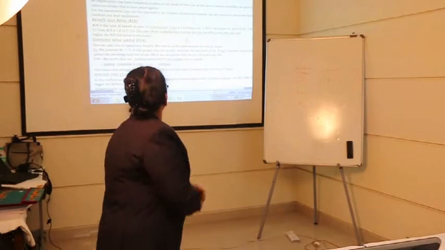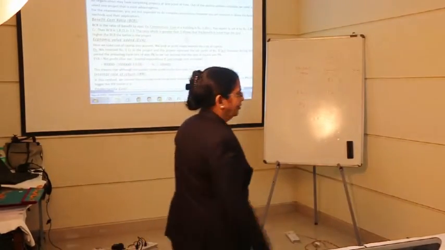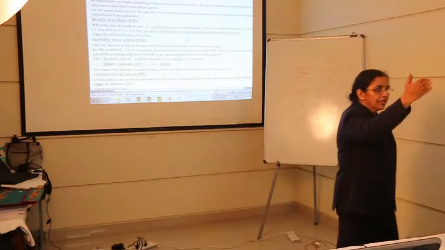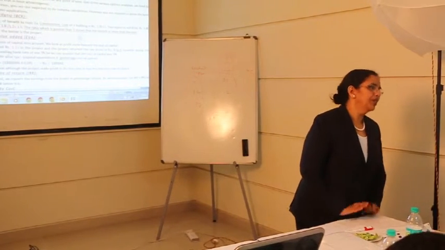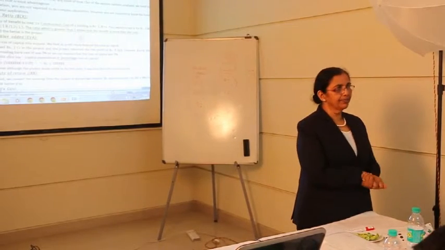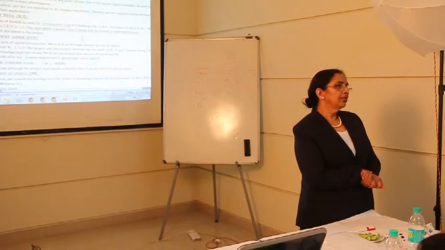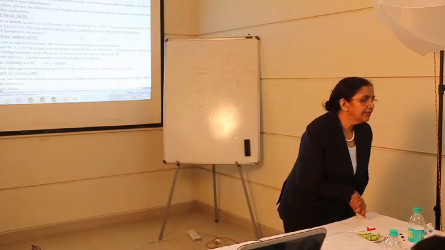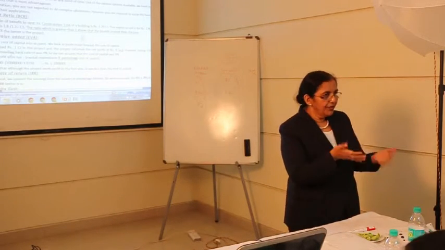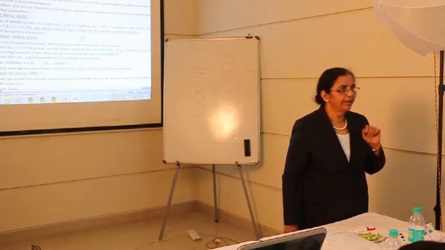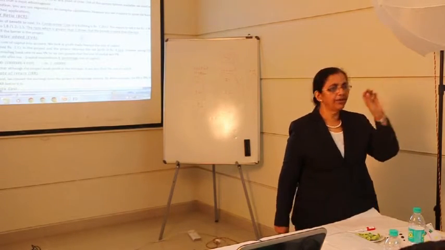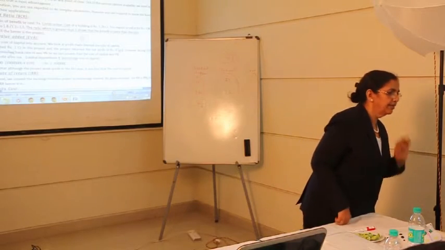Coming here now. Benefit cost ratio. What is benefit cost ratio? If I am investing 100 rupees in a project and I am getting back 90 rupees from the project, that's one case. So what is my cost? 100. And the benefits that I am getting from the project? 90. So 90 by 100, 0.9 is the benefit cost ratio of project 1.